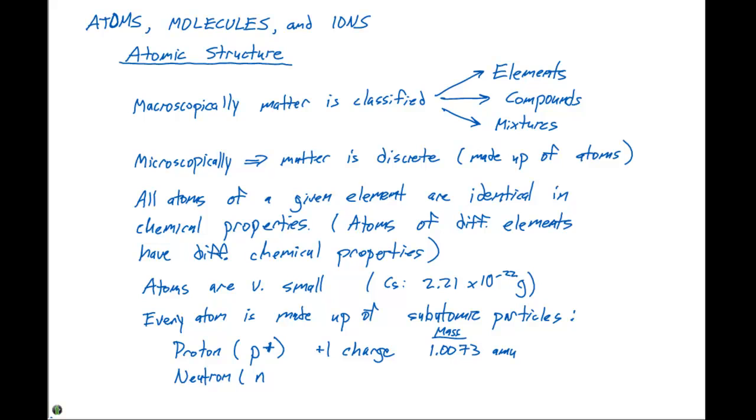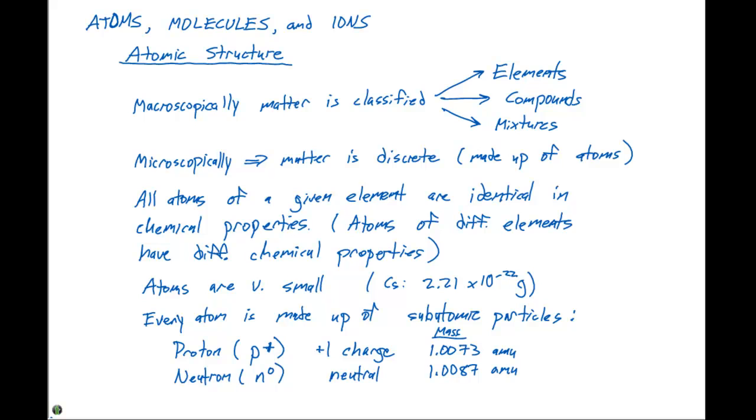A neutron is abbreviated with a lowercase n with a 0 subscript. It is neutral, so it does not have a charge. It has a mass of 1.0087 atomic mass units.